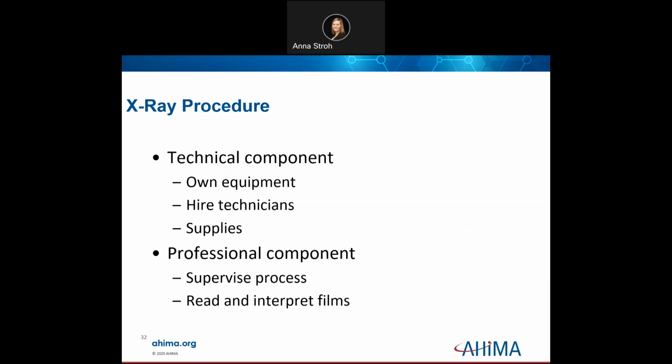Okay, so like we talked about, the x-ray procedure's technical component is whoever owns the equipment, hires the technician, and provides the supplies for the x-rays. And then the professional component is usually the radiologist or whoever is reading and interpreting films.